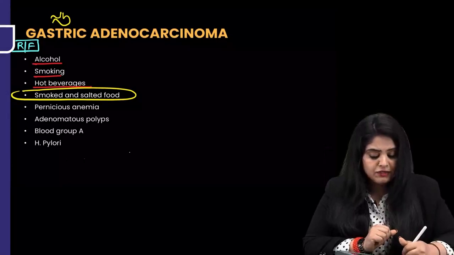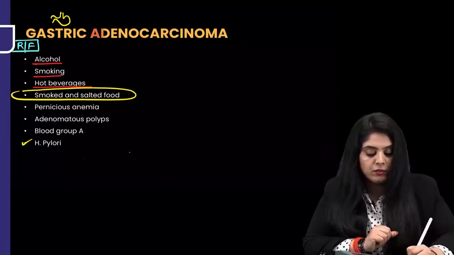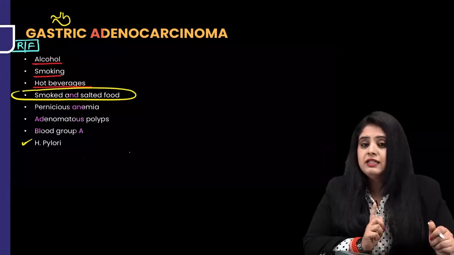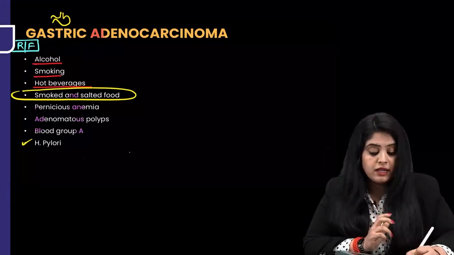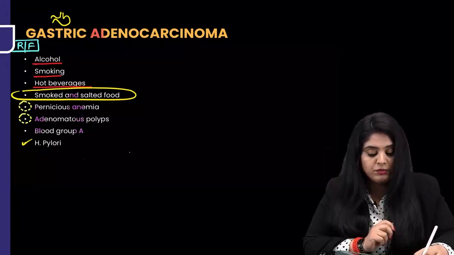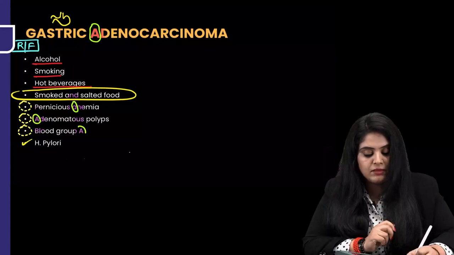After that, I think you already know that it is associated with H. pylori, exactly what I was telling you. After that, what will you remember? You will learn A for adenocarcinoma is going to cause A, and A. That is, it is going to cause pernicious anemia. It is going to be associated with pernicious anemia, adenomatous polyps and blood group A. So remember, adenocarcinoma is associated with pernicious anemia, adenomatous polyps and blood group A.